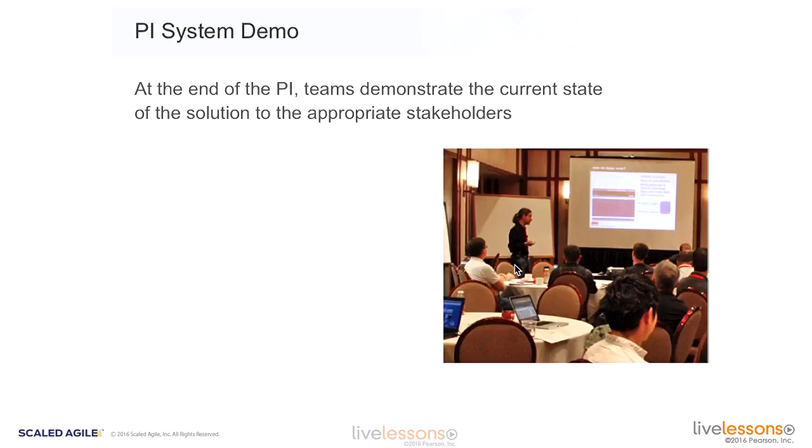As I mentioned, a big piece of that is a PI system demo. At the end of every PI, the teams demonstrate the current state of the solution to the stakeholders. And it's a pretty exciting time because, let's say it's a pretty big ART, maybe it's 10 teams. 10 teams have just worked for 10 weeks. Wow, that's 100 team weeks of investment in this process. That's a really big deal. We should see a lot of cool stuff.